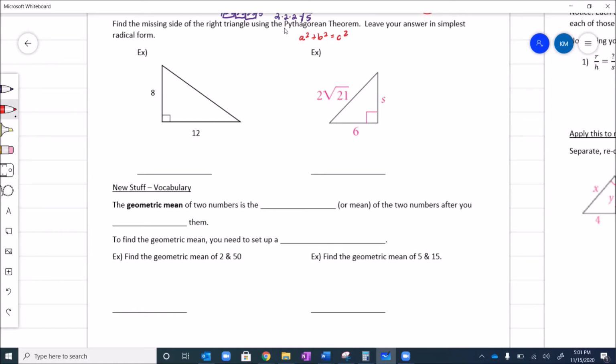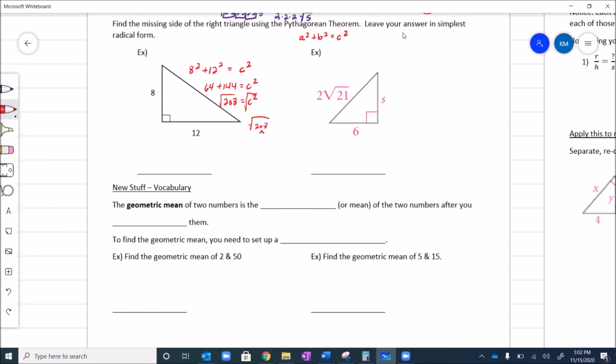Okay, and so in our first triangle we have a leg 8, a leg 12, should equal this unknown, I'm just going to call it c squared. So 8 squared 64, 12 squared is 144, equals c squared. That gives us 208. Okay, and then it said you write your answer in the simplest radical form. So in order to find out what c is, I need to take the square root of both these. Square root of 208.